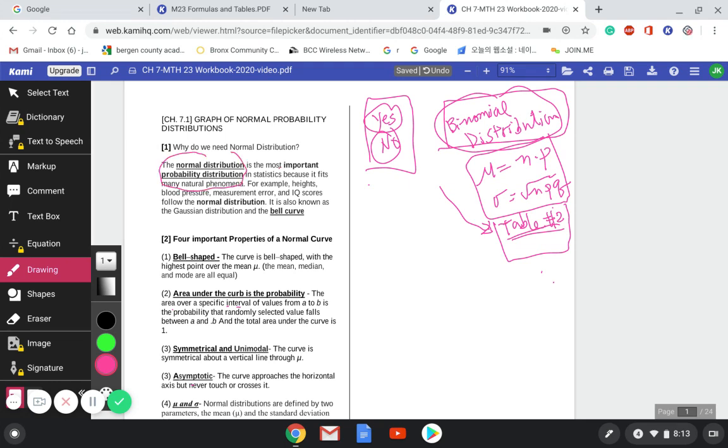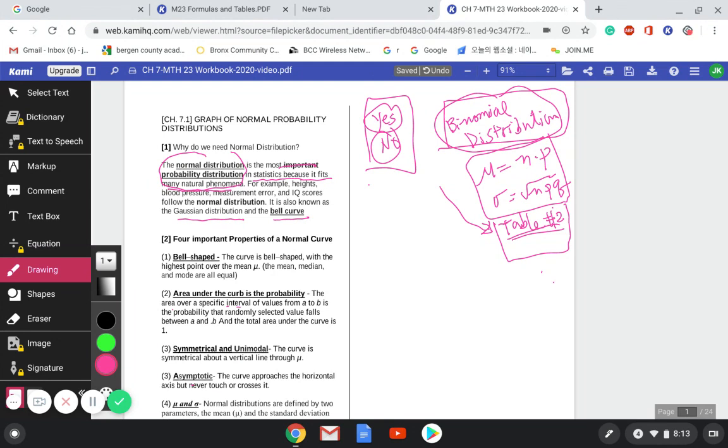Normal distribution is the most important probability distribution because it works for most of the cases, especially in statistics, because it fits many natural phenomena. So that's why the normal distribution really works well with our daily life probabilities. It is known as a Gaussian distribution, and it has a bell curve.